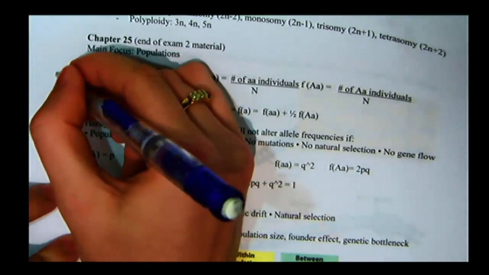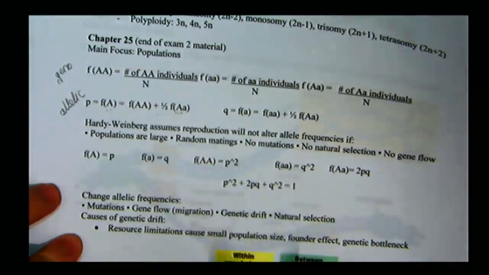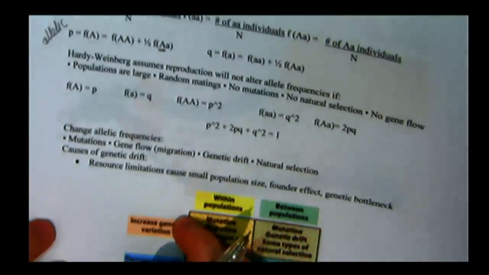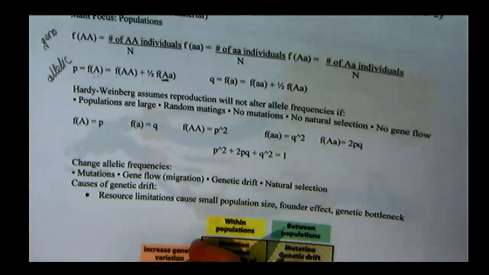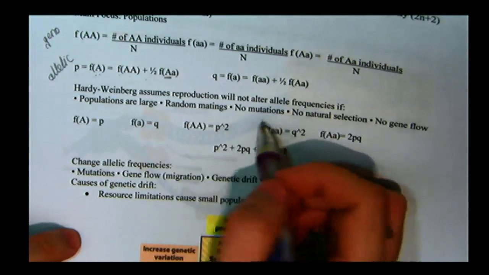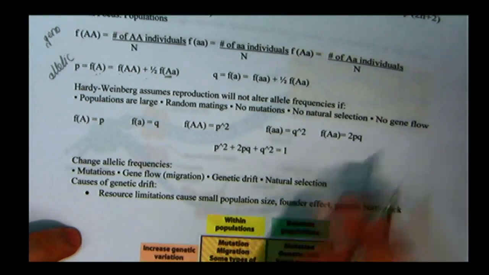In here, I give you your Hardy-Weinberg assumptions. Yeah, here are all your assumptions. Populations are large, random mating, no mutations, no natural selection, no gene flow. Gene flow, remember, is migration. And here is your Hardy-Weinberg formula. So your frequency of allele A is P, or just the dominant is P, recessive is Q.